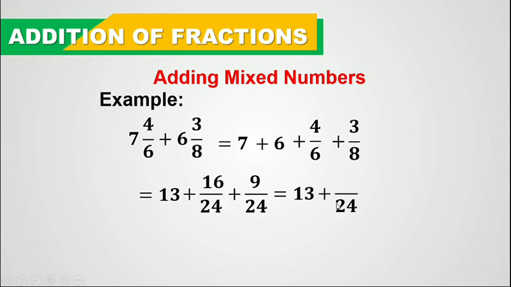And then add the numerator. So 16 plus 9, that's 25. And then 25 over 24 can still be written as a mixed number. So it can be changed into a mixed number so that we could add the whole number to 13. So copy 13, and then the mixed number form for 25 over 24 is 1 and 1 over 24, right?